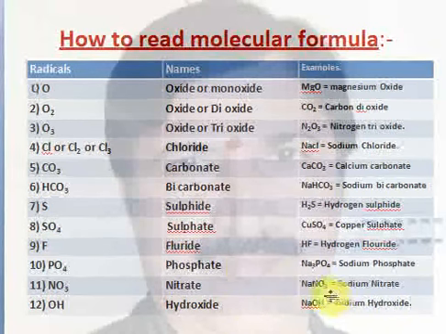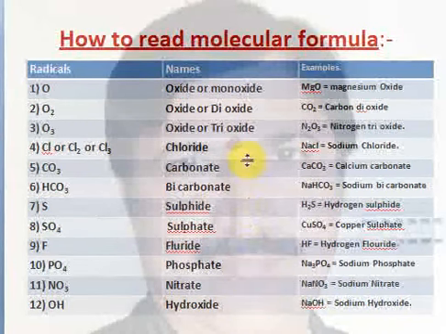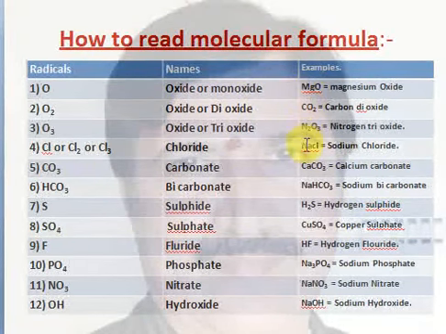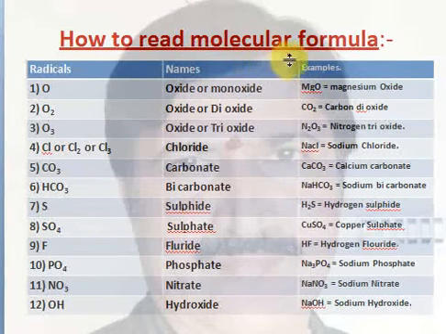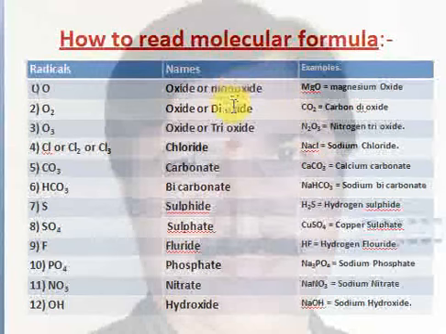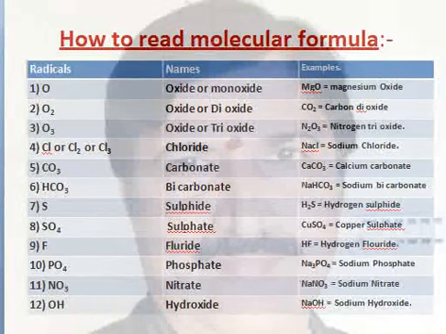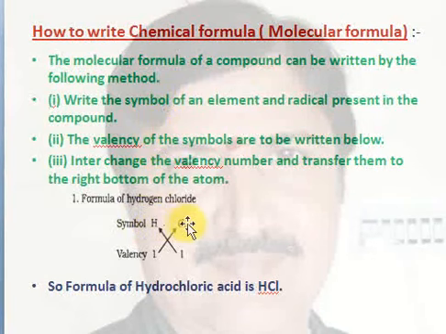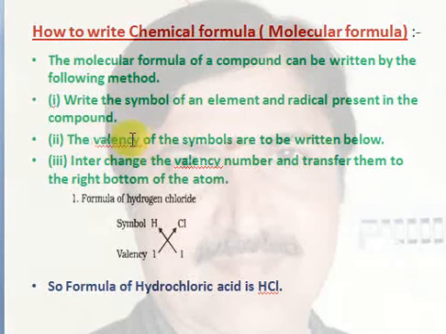So by using this radical name, by using the element name, you can easily read the molecular formula. Then with the help of symbols and with the help of valency, which we know what it means, and some valencies we have already written, if you know these two, you can easily write the molecular formula of any compound.